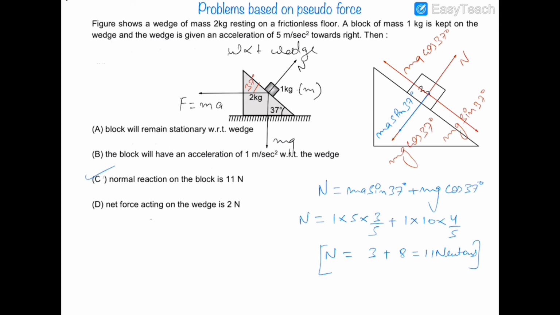Now we have to check all the options, and hence we can say that the value of ma cos 37 is equal to, m is 1, a is 5, cos 37 is 4 by 5.